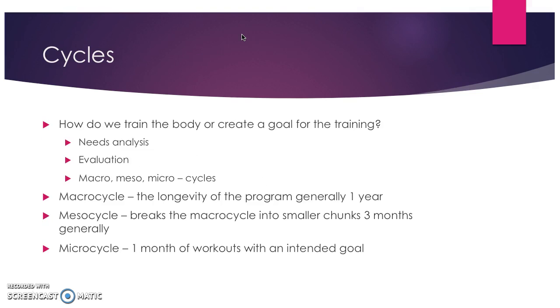Cycles: how do we train the body or create a goal for training? Needs analysis, evaluation, macro, meso, microcycle. Macro cycle, the longevity of the program, generally 1 year. Meso breaks the macro cycle into smaller chunks, 3 months generally. And microcycle, 1 month of workouts with an intended goal. Remember, the difference between a workout and program is there's an intended goal in the future.